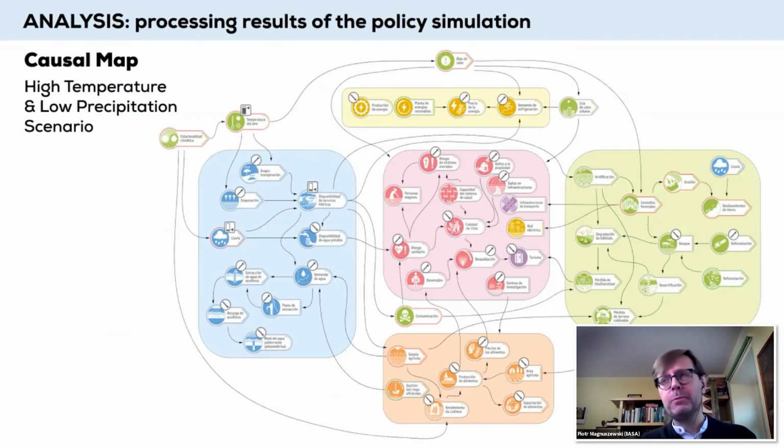You can also, with these causal connections which have been identified, build a bigger causal map. And this is one of the scenarios which has been identified, starting from high temperature and low precipitation, and how it continues in different areas: water, environment, food, energy, and general impact on society. That's something which can then be taken as a direct input to the modeling, which is done later.